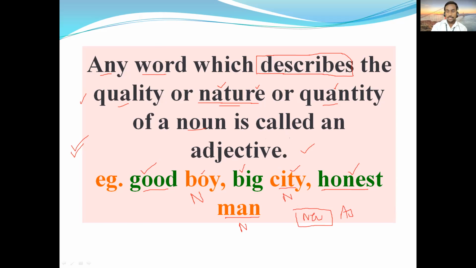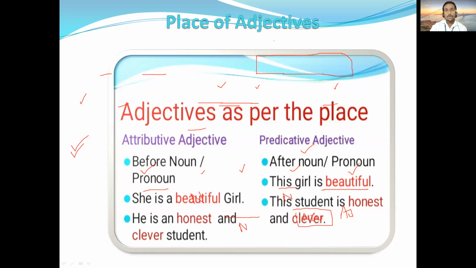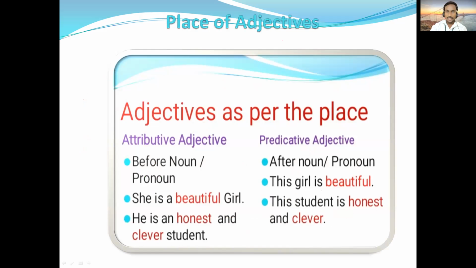The next slide is in front of you, and it talks about where exactly we can use adjectives in a sentence. Adjectives, as per their place, can be before the noun or after the noun. If they are before the noun, they will be called attributive adjectives. What do we mean by attributive adjective? An adjective used before a noun or pronoun is attributive. If it is used after a noun or pronoun, it will be predicative. It is very simple: attributive means before, predicative means after the noun or pronoun.